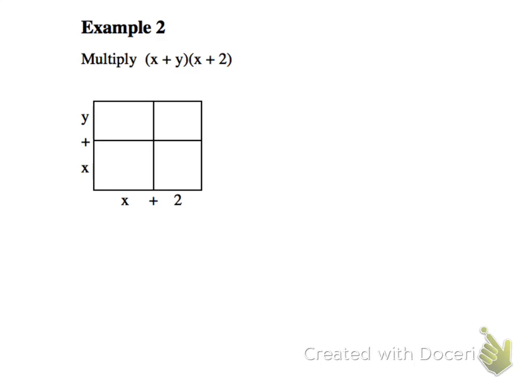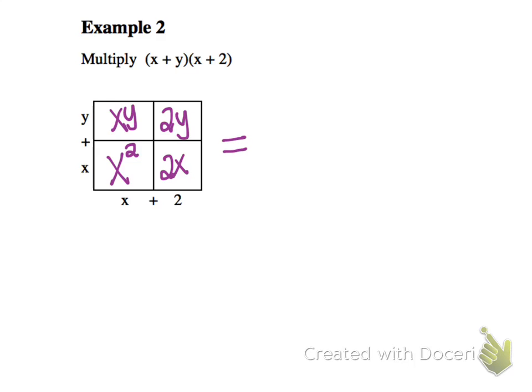What I'd like you to do right now is pause your video and try to fill in the insides of the rectangle. So pause that video and see if you can do the multiplying to get the insides. When you're done, press play and we'll check to see if you did it right. Alright, so go ahead and check the insides of your rectangle. You should have come up with an x squared in the bottom left-hand corner, an xy above that, a 2x in the bottom right, and a 2y above that.